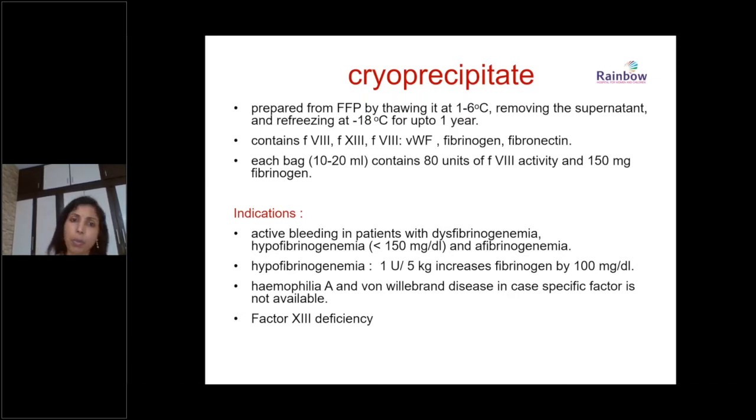Other than that, hypofibrinogenemia is one other indication, and of course, it is rich in factor 13. So what is the dose? For every 5 kg, you need to use 1 bag. So for 5 to 10 kg, we go ahead and use 1 to 2 bags.